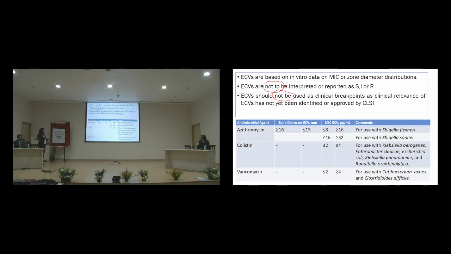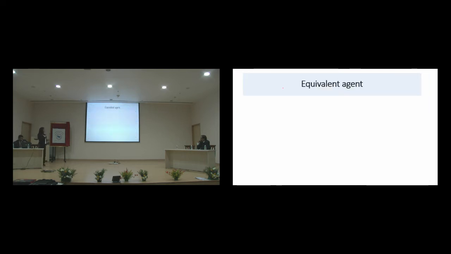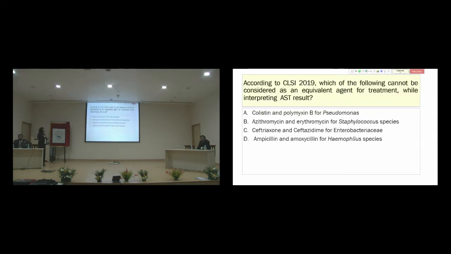This is a list of ECOFF given in CLSI for azithromycin, colistin and vancomycin. Azithromycin for Shigella flexneri and sonnei. Colistin for all these organisms. And vancomycin, it is given for anaerobic organisms. This is the list of ECOFF. Next, coming to the concept of equivalent agent. Okay, so what is this equivalent agent? So please answer this. According to 2019 CLSI, which of these combinations cannot be taken as equivalent agents?